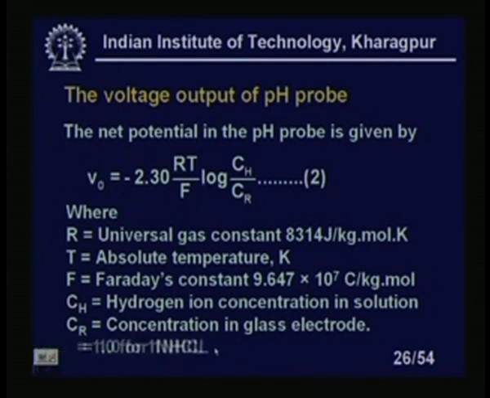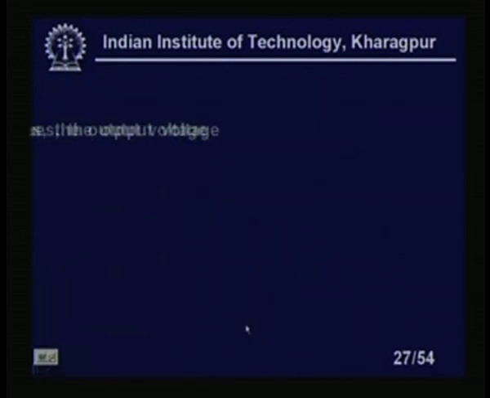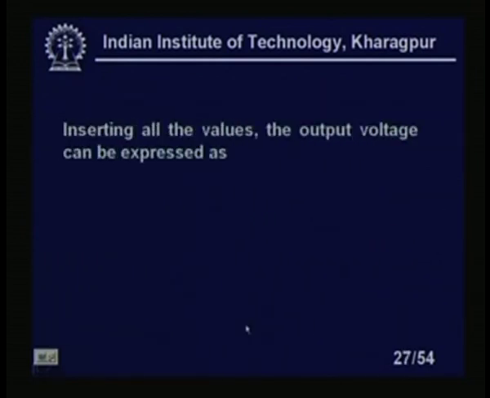If I plug in all the values, I will get 1.0 for one normal HCl. Inserting all the values, the output voltage can be expressed as V naught equals minus 1.98 10 to the minus 40 in pH units. So, pH units you can see is very small, it is sensitive to temperature. So, that is the reason T units is there.